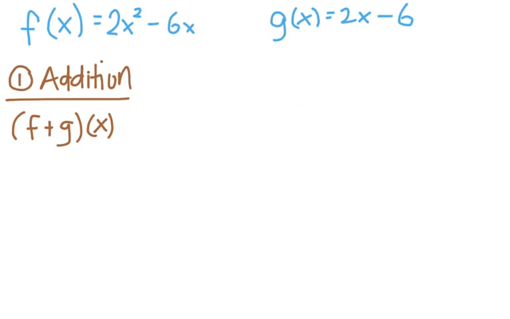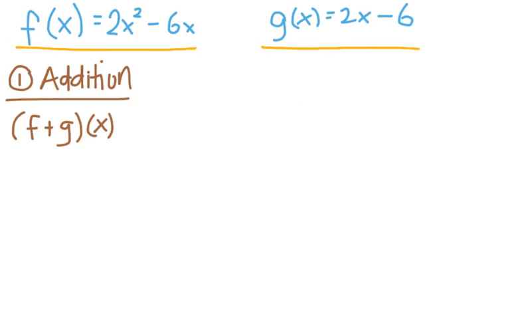Okay, so let's say we are given two functions. The first function is f(x) = 2x squared minus 6x, and we have g(x) = 2x minus 6. So how do we apply the operation of addition to these functions? We know that addition is plus. So how do we know that we need to add the two functions given to us?